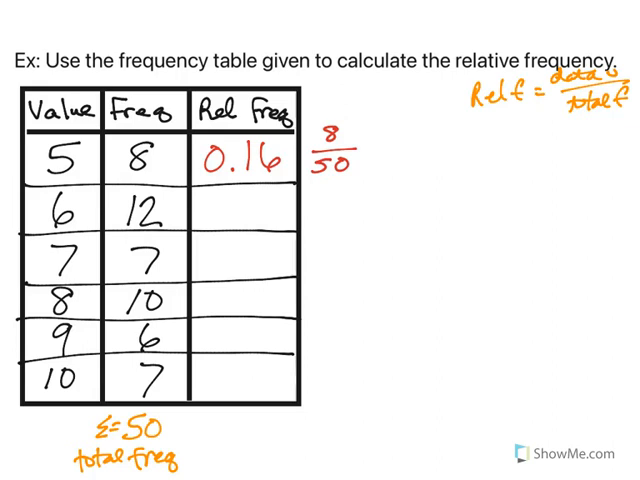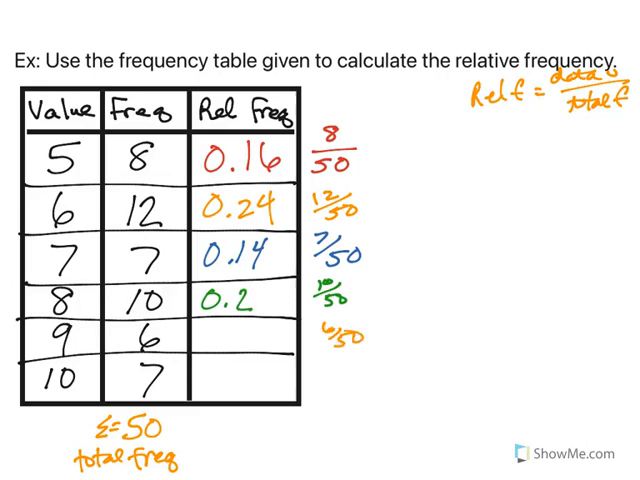For the value of 6, we have a frequency of 12. So I take 12 divided by 50, and I get 0.24. For 7, my frequency is 7 divided by 50, so 0.14. 10 divided by 50 gives me 0.2. 6 divided by 50 gives me 0.12. And last but not least, again, we have a 7 divided by 50 for 0.14.